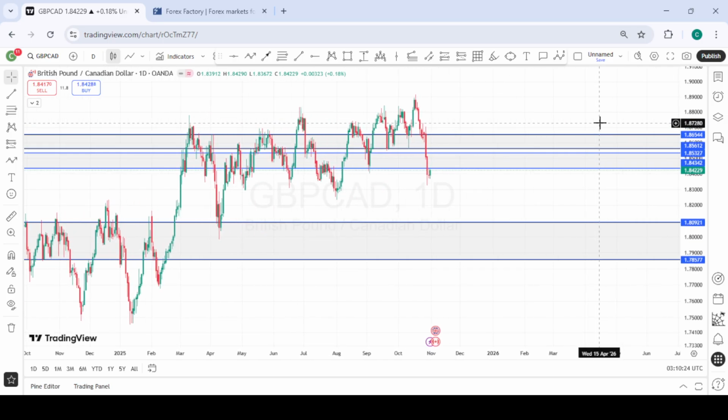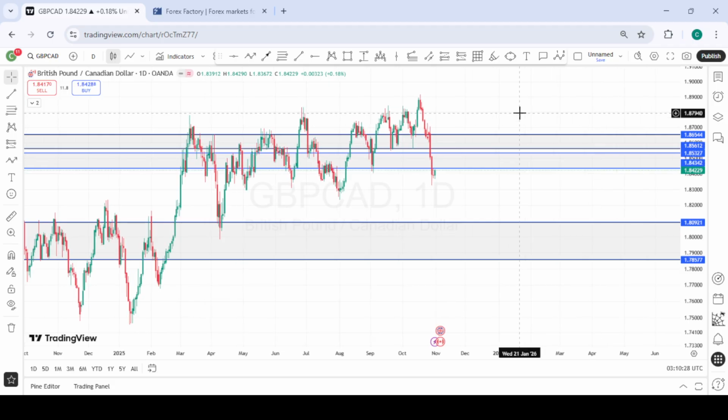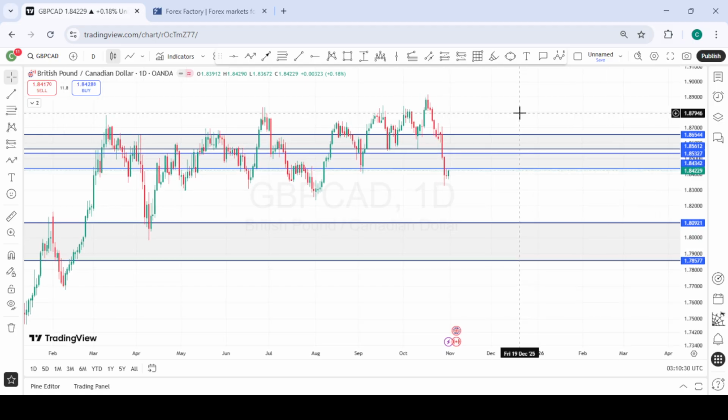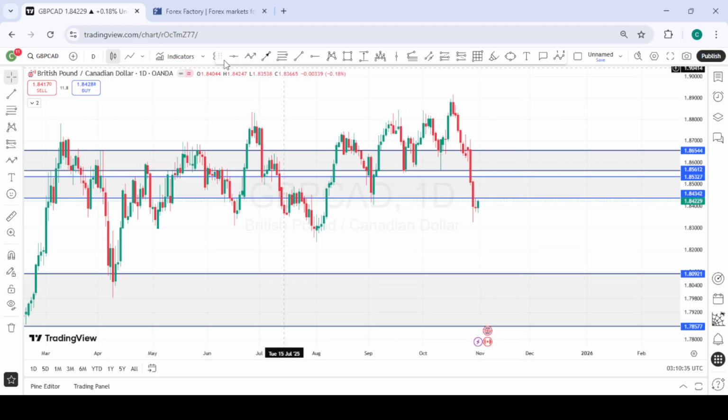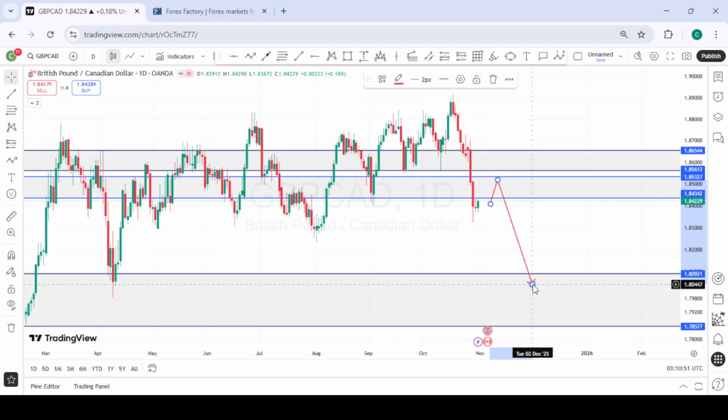So GBPCAD has also shifted bearish both on a weekly perspective and in a daily perspective. So to be very expedient, we look out for selling opportunities from this point going forward. We're going to look out for a pullback into this very first zone, look for selling confirmations and continue the sales to the downside. So we're looking for a possible pullback into this zone and get our sell to the downside.